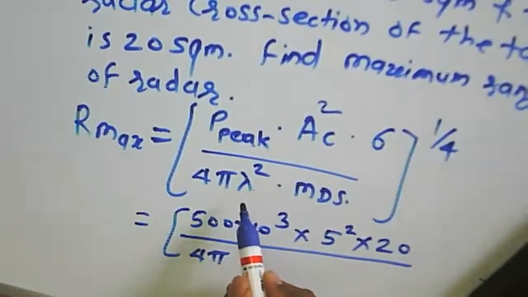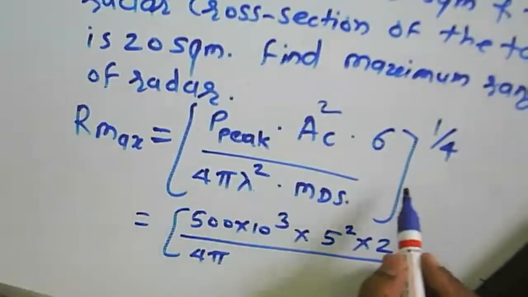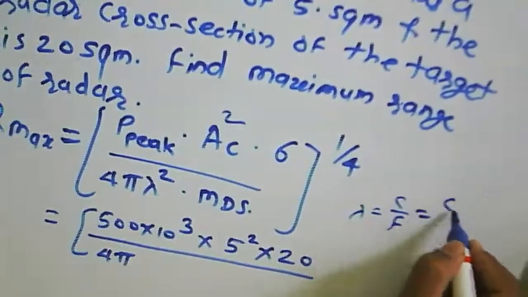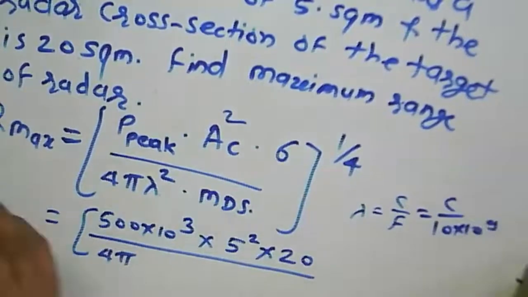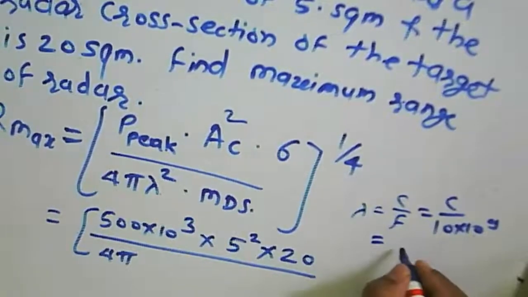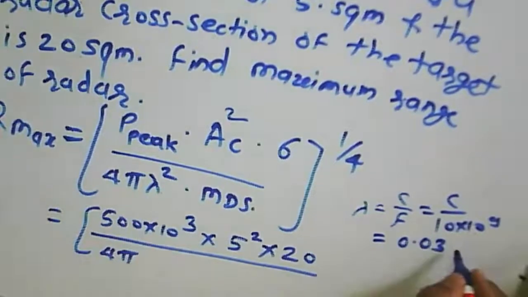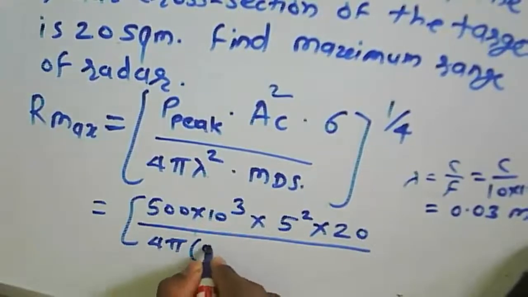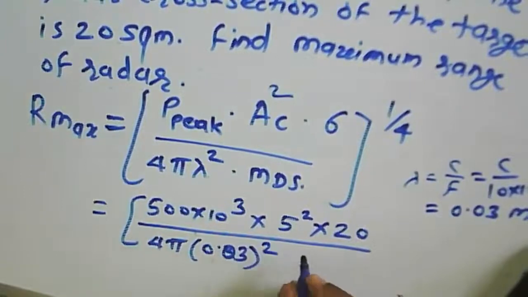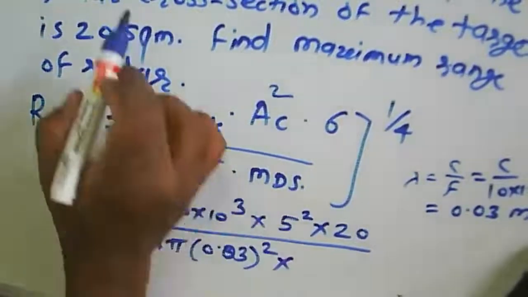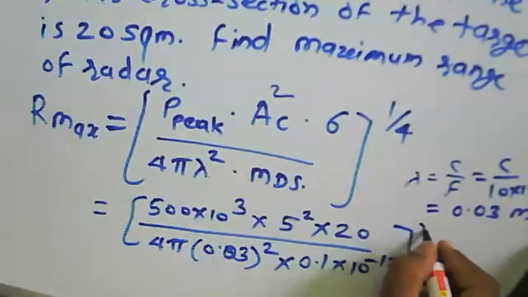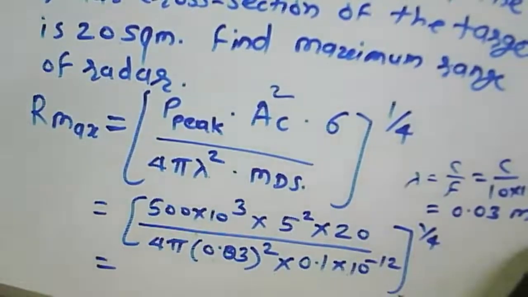Lambda is equal to C by f, where f is 10 gigahertz. So lambda is equal to C by f, C divided by 10 to the power 10 to 9, and from this we get lambda about 0.03. We put the value of lambda, 0.003 meter, into the minimum detectable signal, 0.1 times 10 to the power minus 12, raised to 1 by 4.